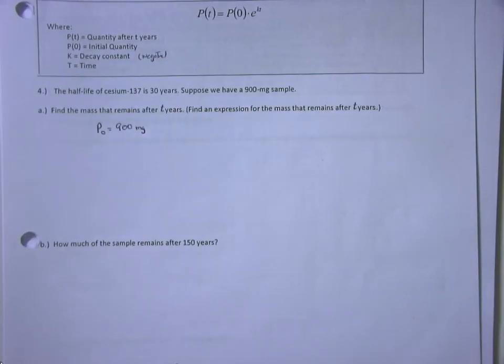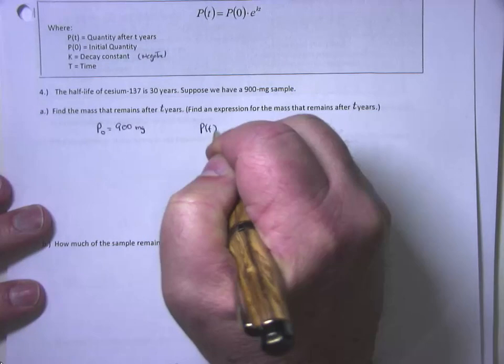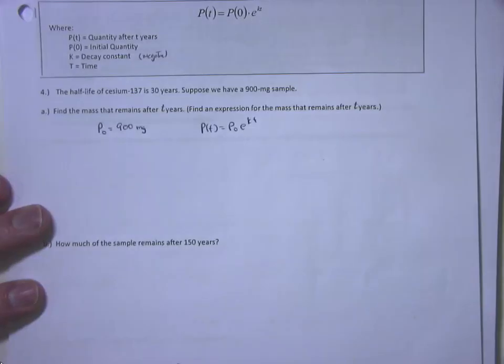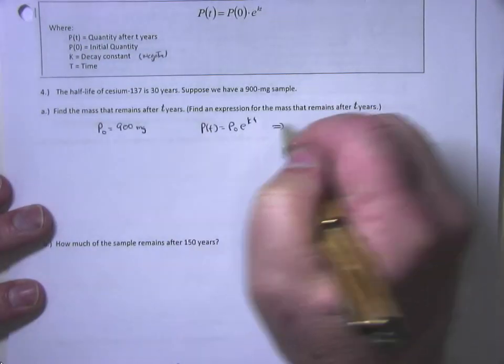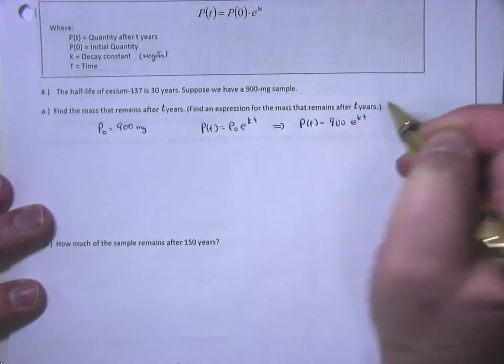Not even a gram of this stuff. We've got 9/10 of a gram, if you think about it. 900 milligrams. So my formula is going to be P of t equals P naught e to the kt. It's the same formula as before, but the P naught here would be 900. So I end up getting P of t equals 900 e to the kt.